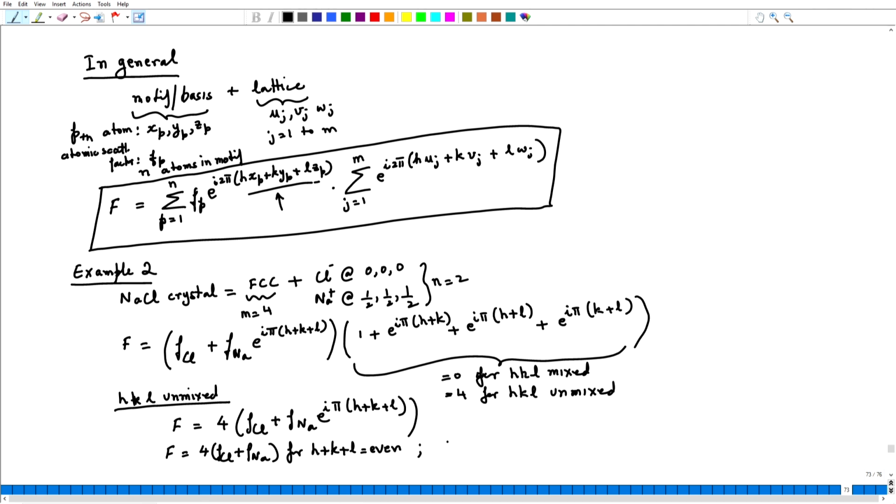and the structure factor F will go to 4 times (F chlorine minus F Na) for h plus k plus l taking up an odd number, and F star would give me the intensity.